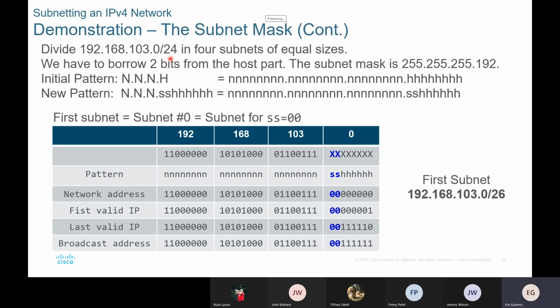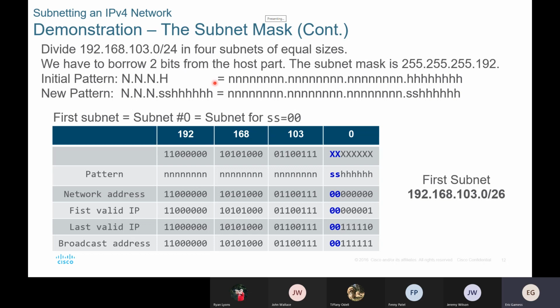So .64 to .127. The third subnetwork will go from .128 to .191. And the last subnetwork will go from .192 to .255. So we should see that when we go to binary.